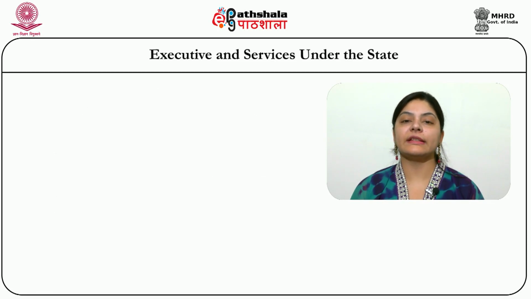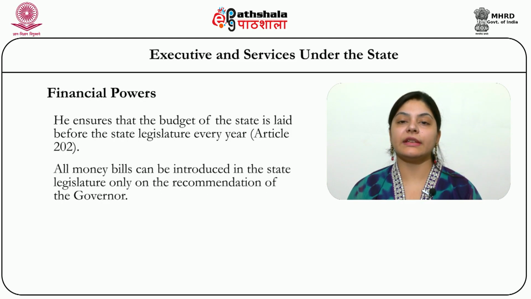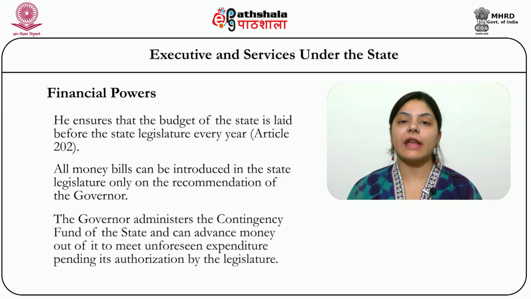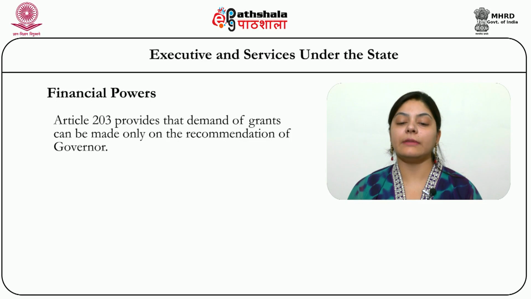He also exercises certain financial powers. He ensures that the budget of the state is laid before the state legislature every year. All money bills can be introduced in the state legislature only on the recommendation of the governor. The governor administers the contingency fund of the state and can advance money out of it to meet unforeseen expenditure pending its authorization by the legislature. Article 203 provides that demand of grants can be made only on the recommendation of the governor.